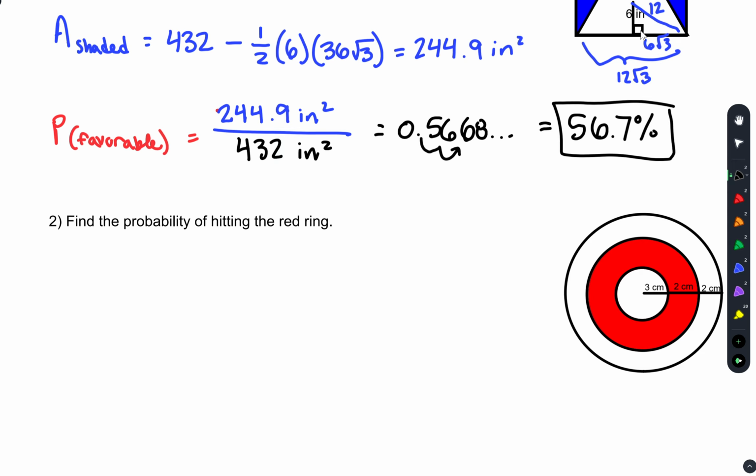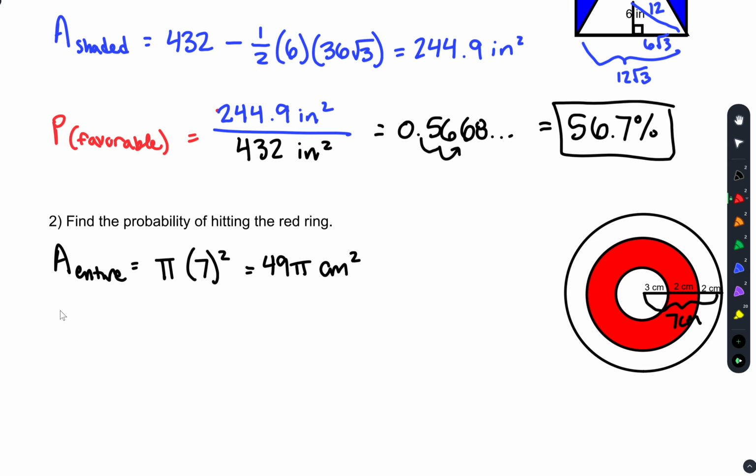I'm going to find the area of the entire region. The area of the entire region is going to be this large circle. It has a radius of 7 centimeters. So this is pi times 7 squared, or 49 pi centimeters squared. Everybody cool with that?